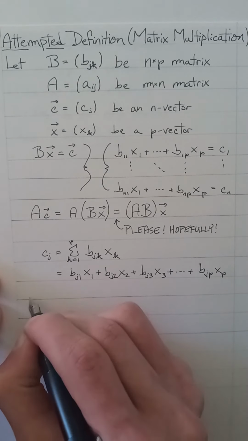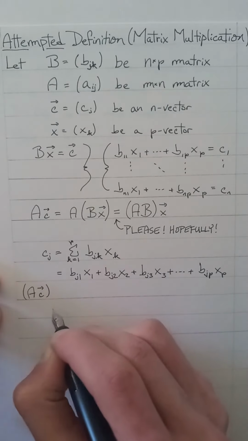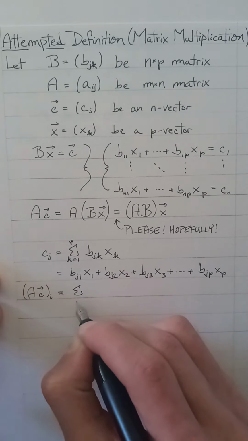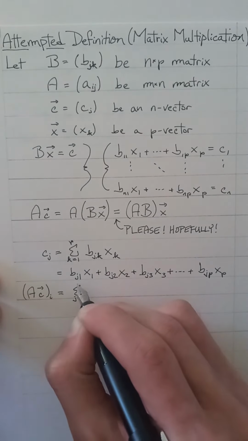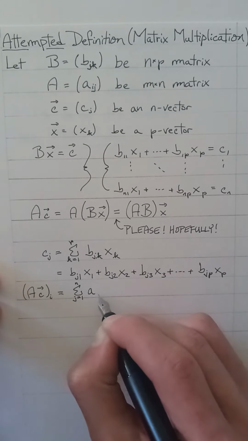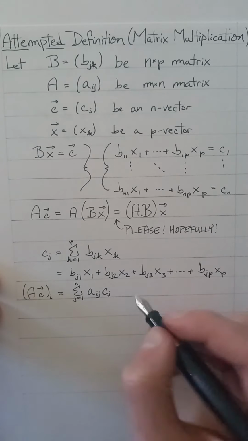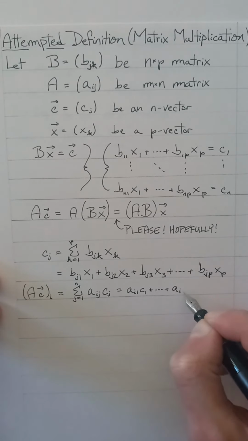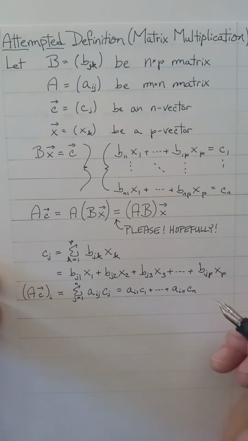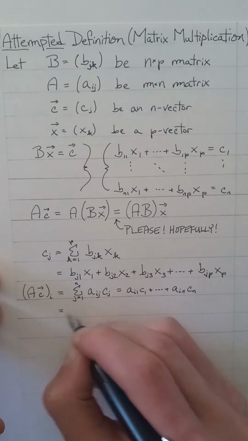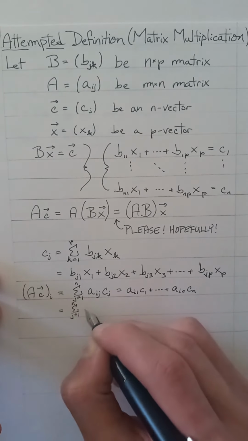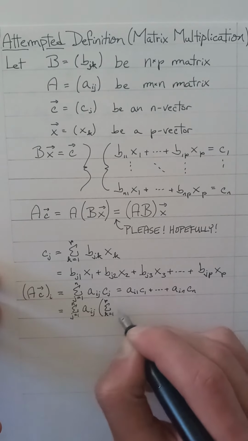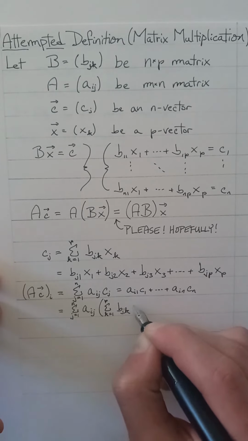And if we do that, then AC, the ith equation in that matrix multiplication is going to be, now we're going to sum over the j's, j equals 1 to n of aij cj. So that will look like ai1 c1 plus dot dot dot plus ain cn. But we have a definition of c sub j. So this is the sum of j, 1 to n, aij of the sum from k is 1 to p, bjk, x sub k.